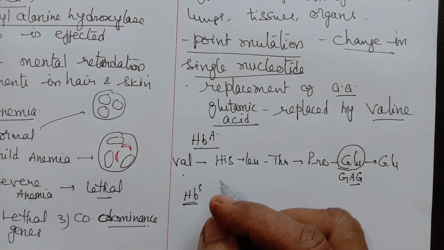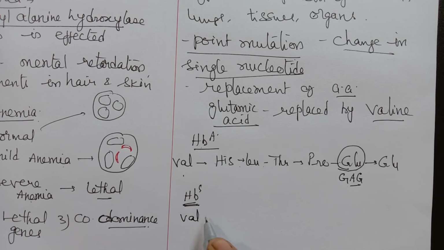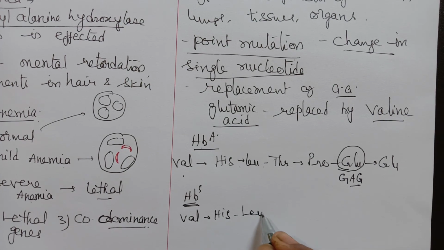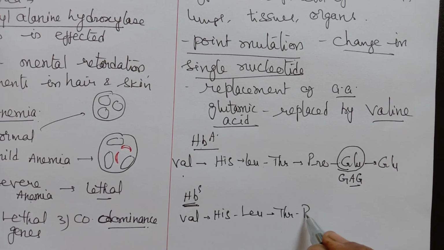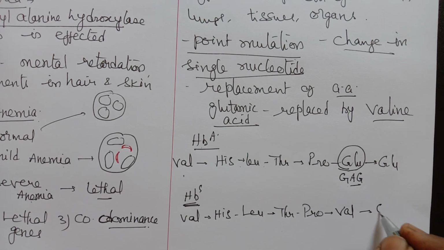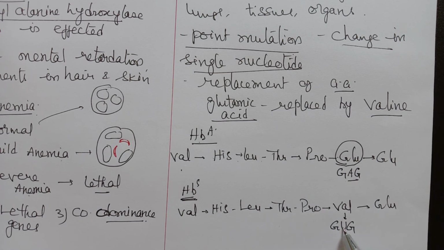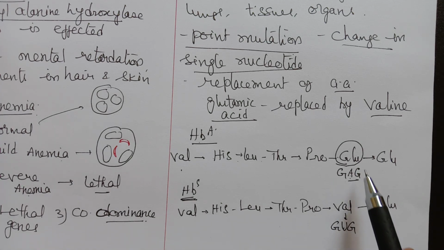Now this is replaced. So what is the sequence of hemoglobin in a sickle cell RBC? There will be valine, histidine as usual, leucine, threonine, proline, and this glutamic acid is replaced by valine, with the others present as they are. Here valine has the codon GUG. So between GAG and GUG there is a change in only one nucleotide, A, adenine, replaced by uracil, and then there is a change from glutamic acid to valine. And with this single amino acid change, we find such a drastic effect, even causing the death of the organism.